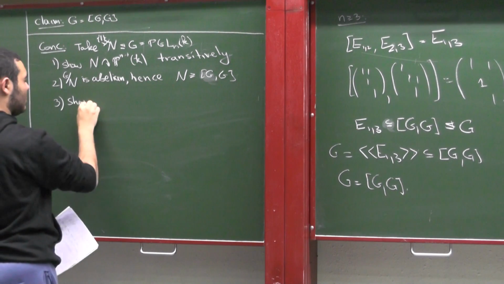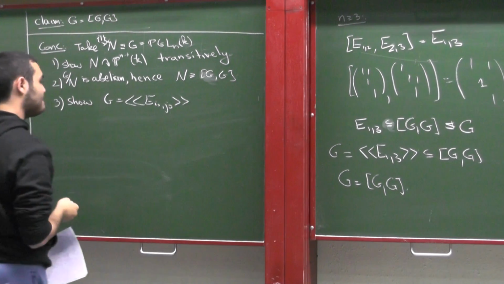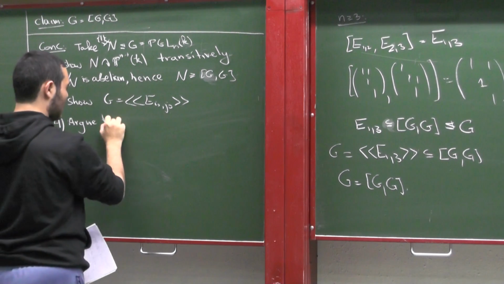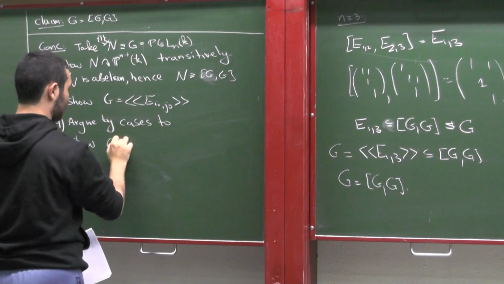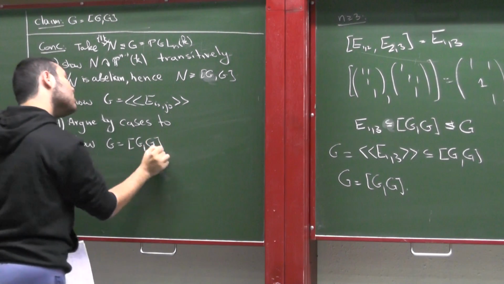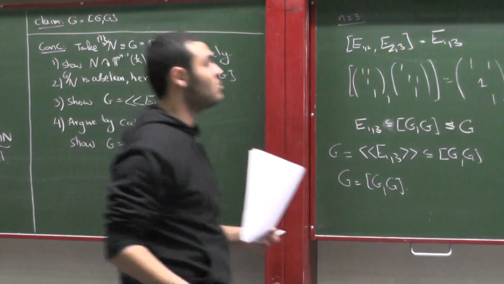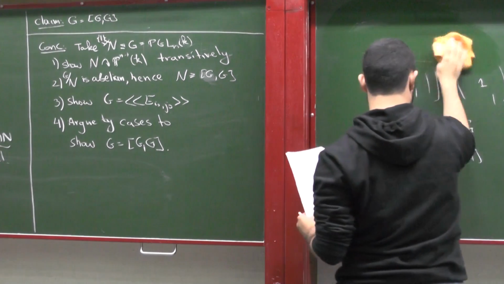Then show that G is normally generated by each of those, and argue by cases to show that G is the commutator. So this is the main scheme of things that we're working on here, if you got mixed up with the algebraic stuff in the middle. Okay, so I have, I think, 15 more minutes roughly. Then I want to talk about something else.